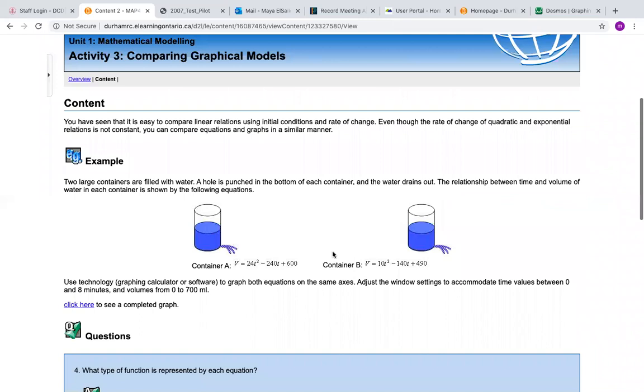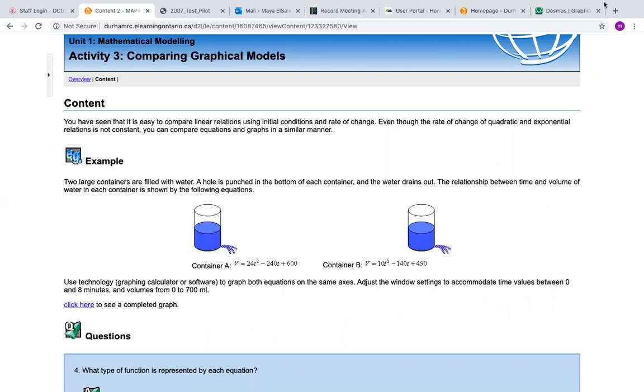All right, here's another example. So 2 large containers are filled with water. A hole is punched in the bottom of each container, and the water drains out. The relationship between time and volume of water in each container is shown by the following equations. So I have the 2 equations. Use technology to graph both equations on the same axis. Adjust the window setting to accommodate time values between 0 and 8 minutes and volumes from 0 to 700. Okay, so let's do that together.